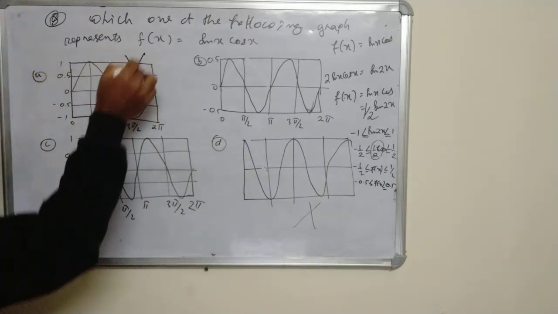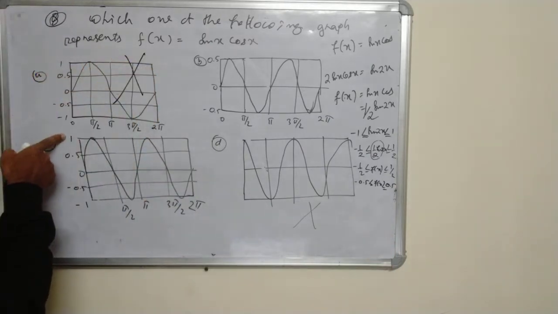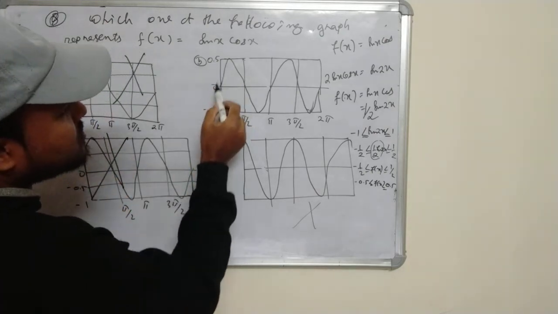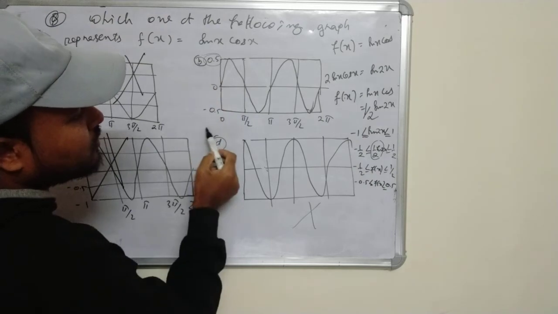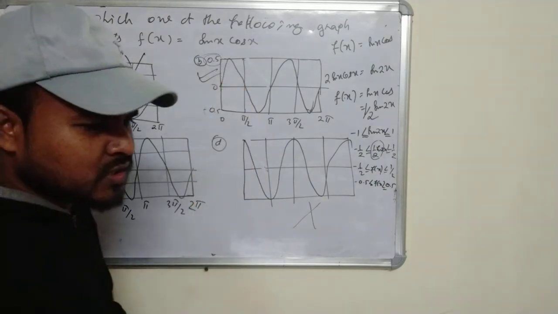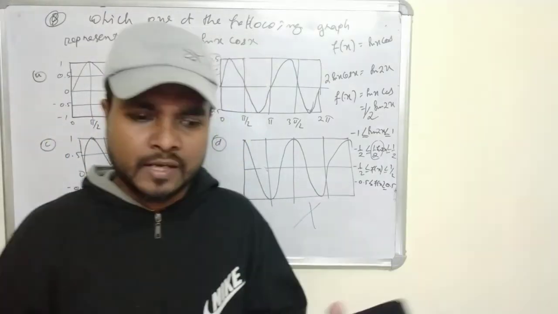This one reaches a maximum of 1, so it will not be correct. This one also reaches 1, so it will not be correct. But here the maximum value is positive 0.5 and minimum -0.5. So this will be the correct option. So in this way, you can have one question from graphs also.